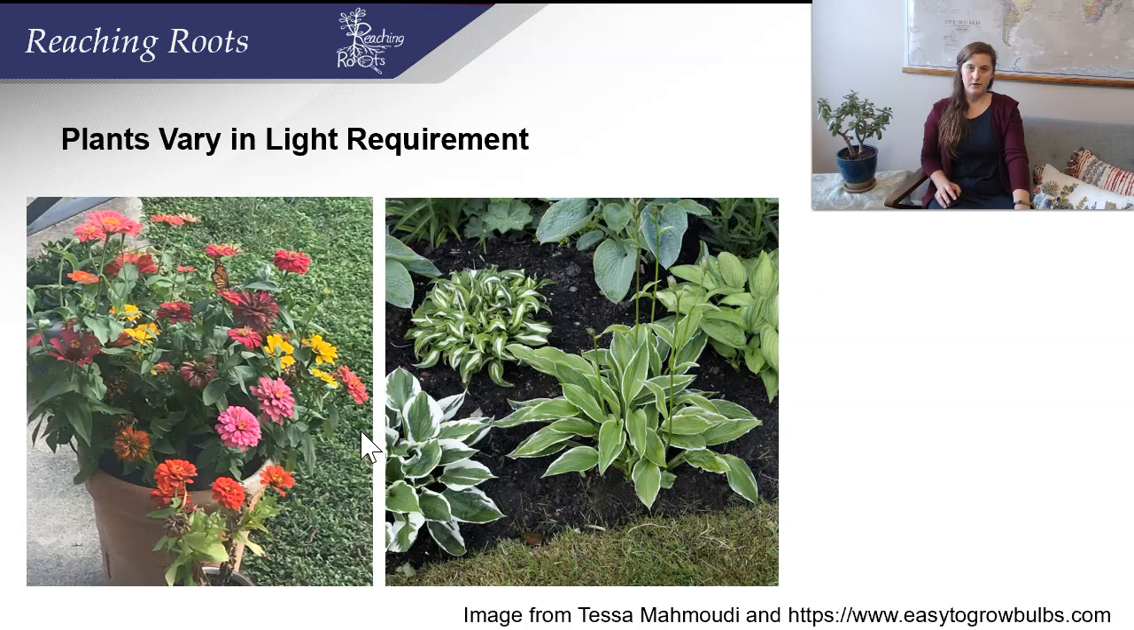Plants vary in the amount of light that they need. So these are two common garden plants. This one is zinnia and this one's hosta. If you buy these plants, it's very important to know where to plant them. Zinnias love to be in full sun, whereas hostas need to be planted in the shade or else they'll not do well.